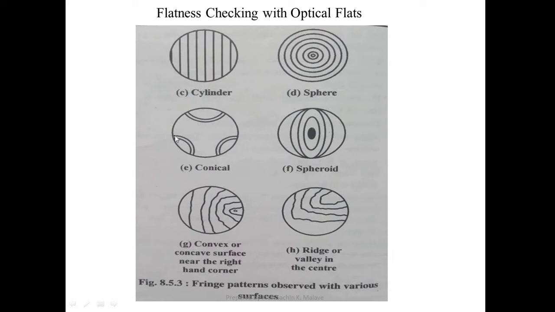Then conical surface, it will look like this. This is a spheroidal surface. This is a convex or concave surface, as you can see. Then this is a surface having a ridge or valley in the center. So we can easily find out the type of the surface. You are actually going to perform an experiment based on this, with the help of which you can see the various types of the surfaces.